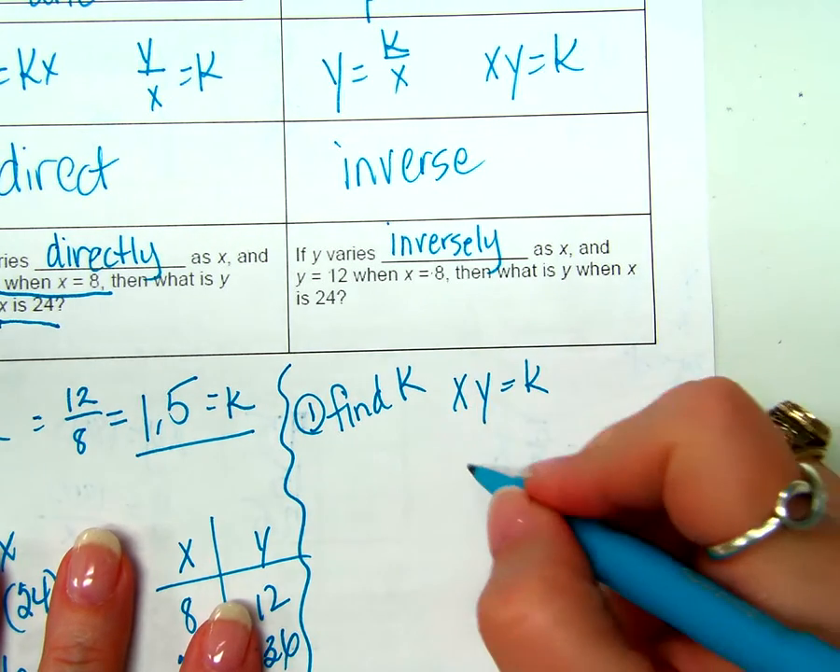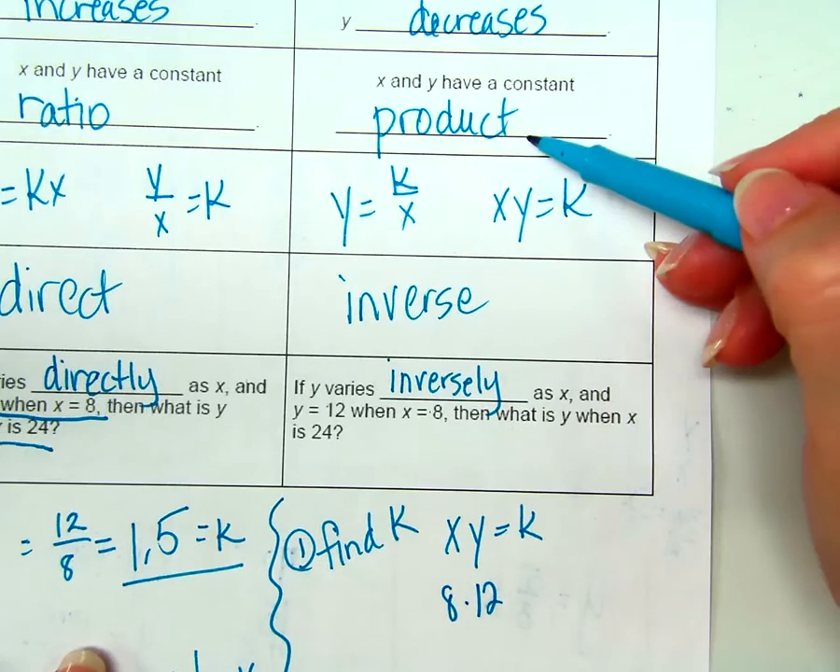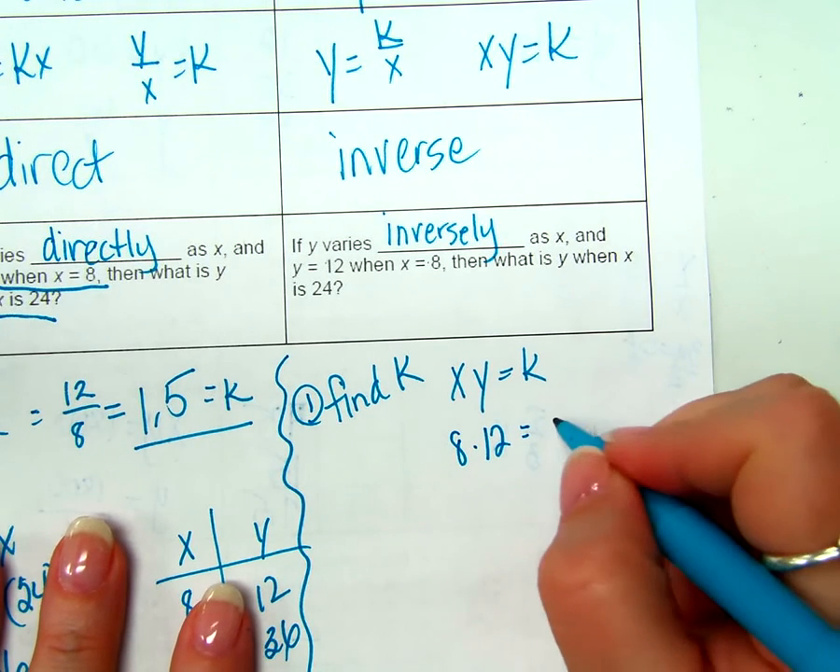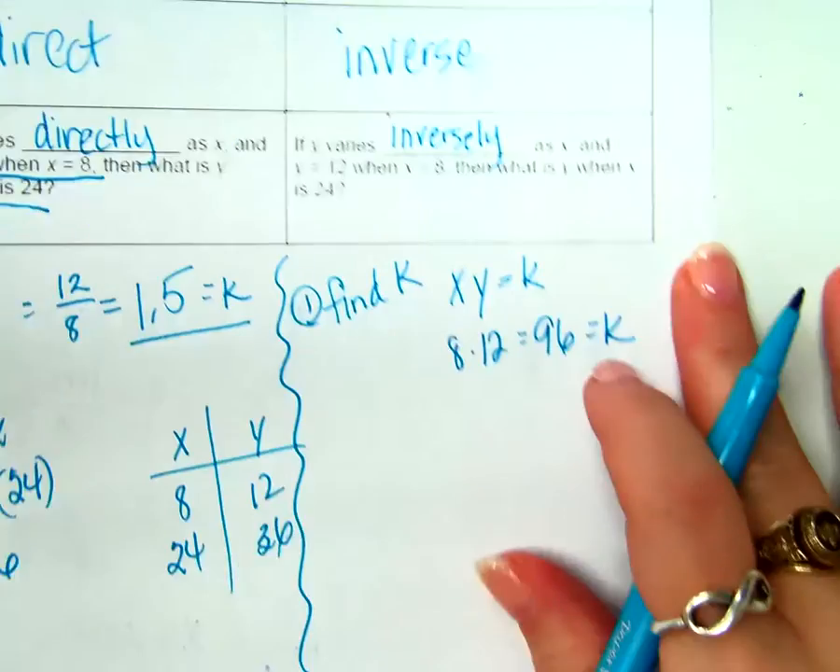X is 8. Y is 12. This time they have a common product, right? So we multiply them. What's 8 times 12? 96. So 96 equals k in this particular problem, right?